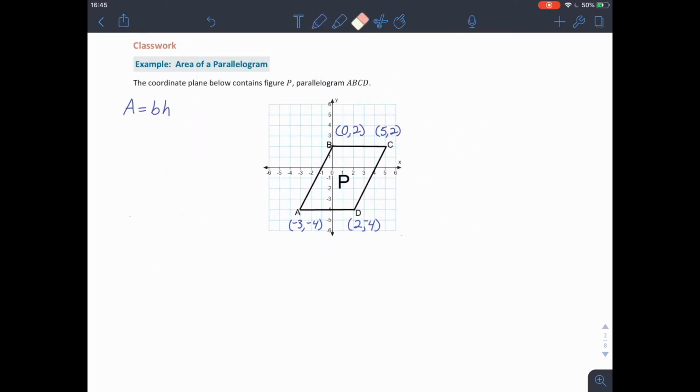The coordinate plane below contains figure P and parallelogram ABCD. We're going to try to find the area of this parallelogram. We know from our formula sheet that the formula for the area of a parallelogram is the base of the parallelogram times its height. So the line BC or the line AD could be counted as our base. In order to calculate this, we need a number for one of those lines.